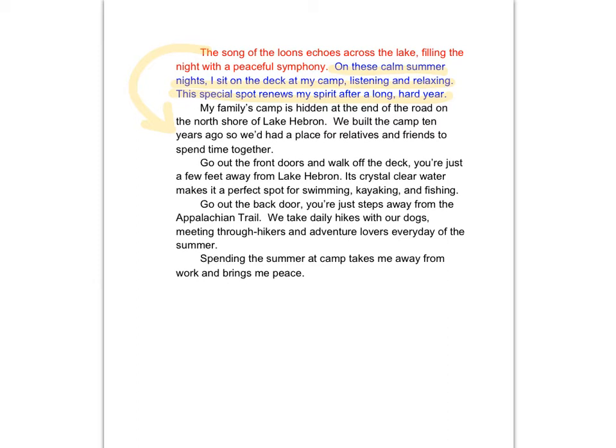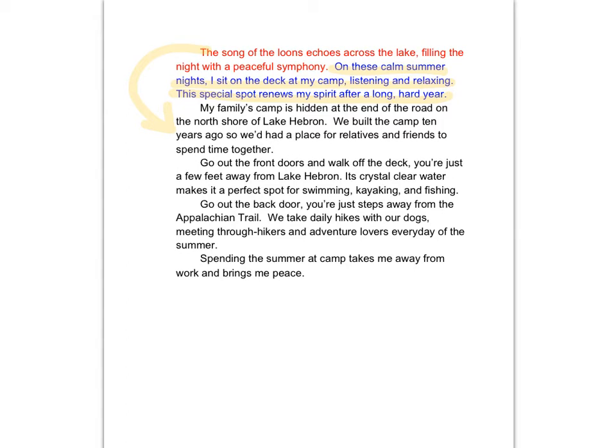The song of the loons echoes across the lake, filling the night with a peaceful symphony. On these calm summer nights, I sit on the deck at my camp, listening and relaxing. This special spot renews my spirit after a long, hard year.